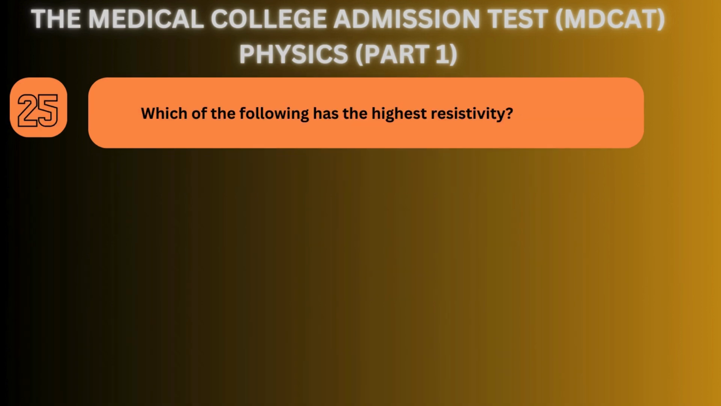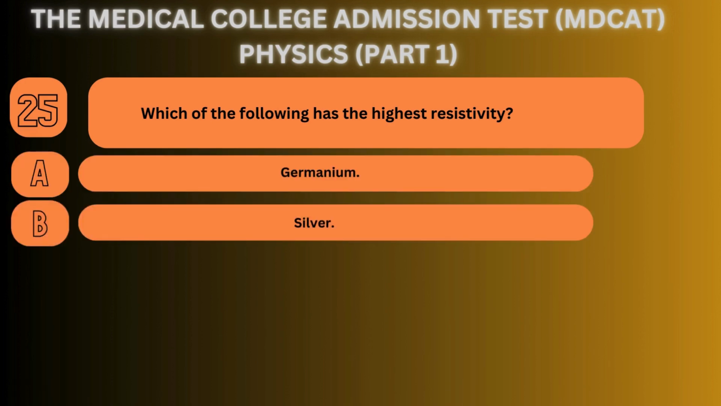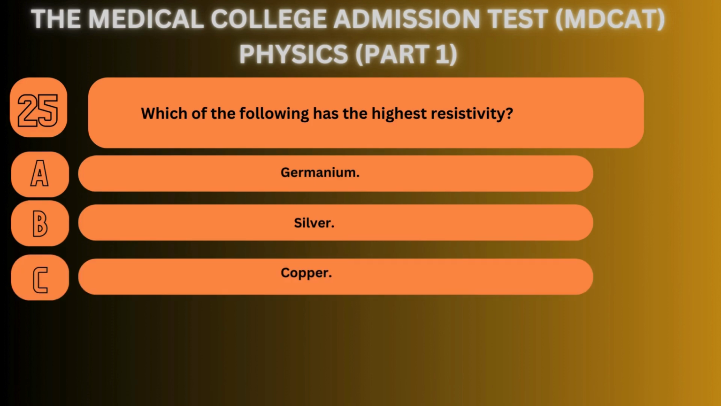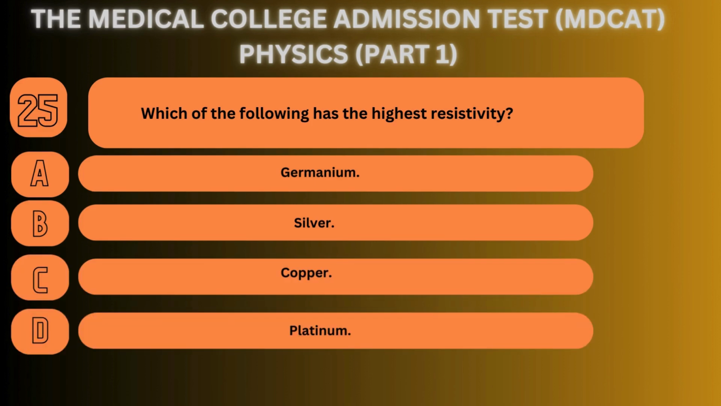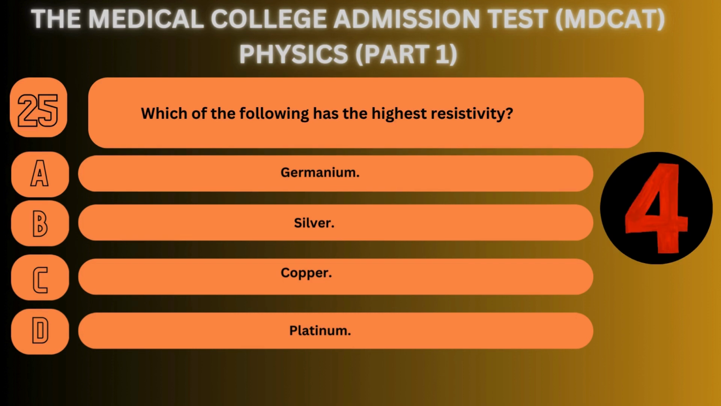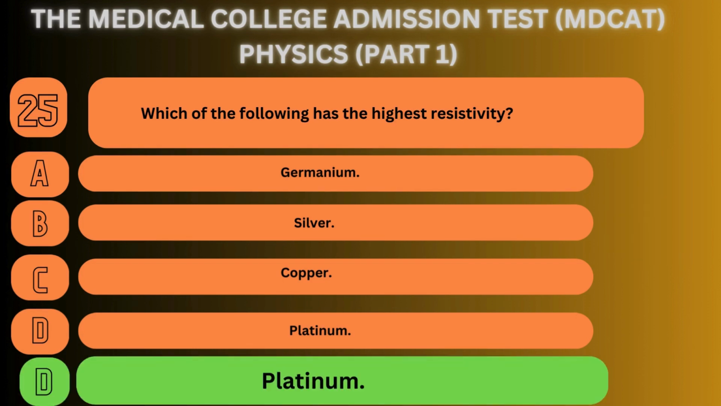Question number 25. Which of the following has the highest resistivity? Option A, germanium, option B, silver, option C, copper, option D, platinum. 5, 4, 3, 2, 1. Correct answer is D, platinum.